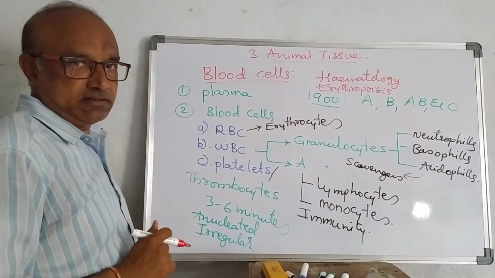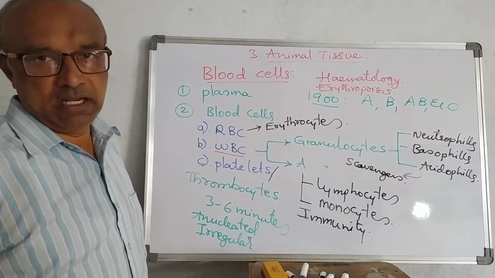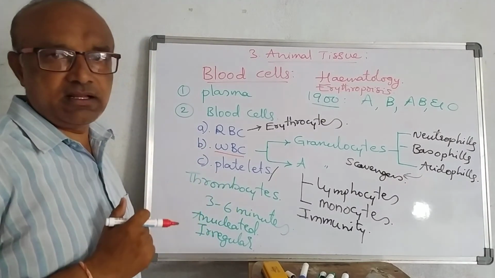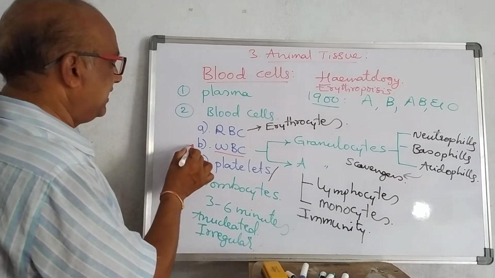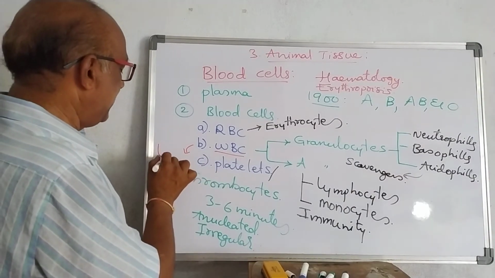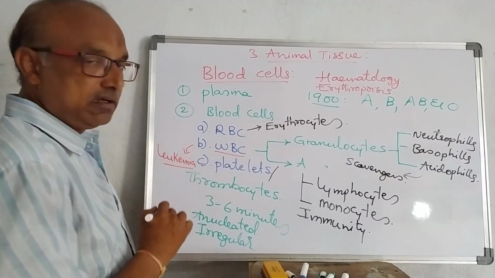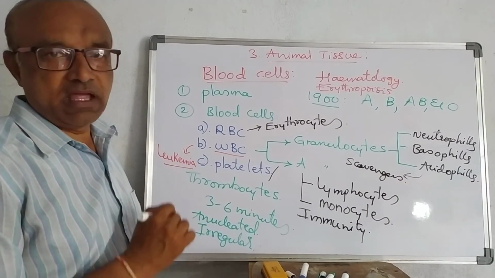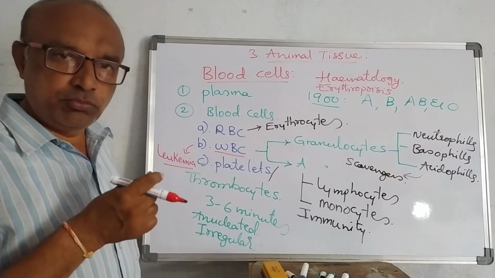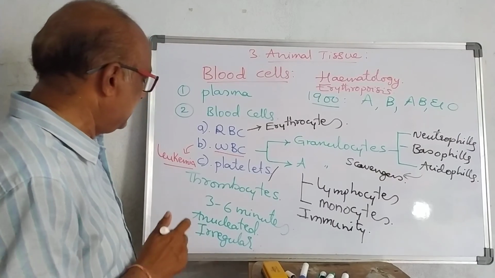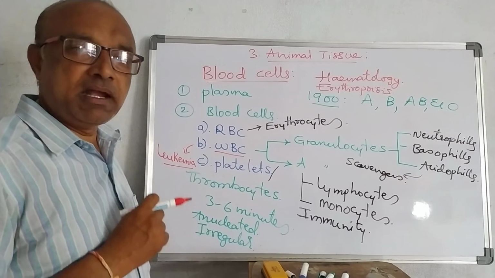If the WBC are increased abnormally due to any genetic disorder or due to any infection, that leads to a disease condition called leukemia. It's nothing but blood cancer. The abnormal increase of WBC or blood cells in a person's body, that condition is called leukemia, nothing but blood cancer.